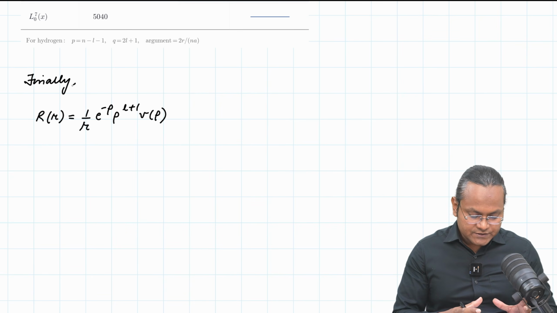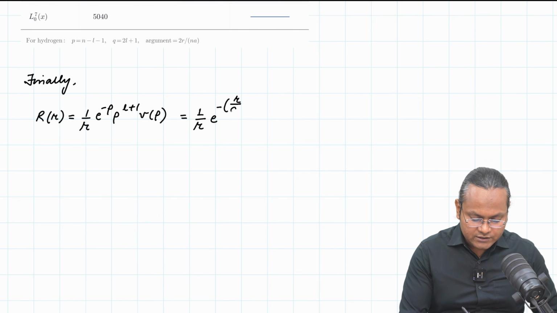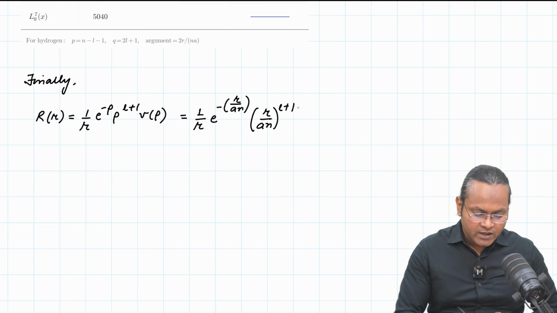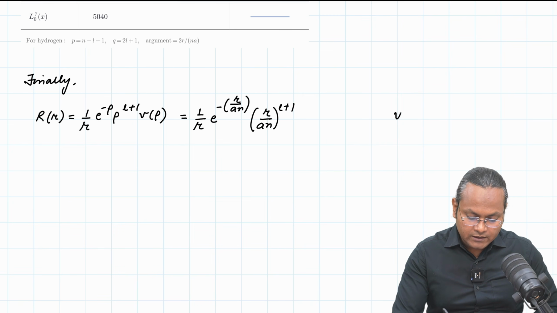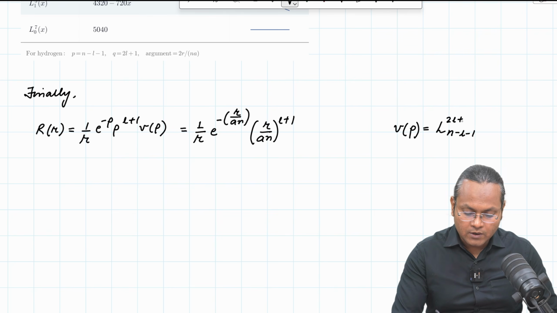These are the radial solutions. And here we have 1 upon r e to the power minus rho. What is rho? It is r upon a_n, as we just derived a couple of moments earlier. So you have r upon a_n to the power l plus 1. And keep in mind that the function v is actually the Laguerre polynomial with the subscript n minus l minus 1 and 2l plus 1, of 2 rho.